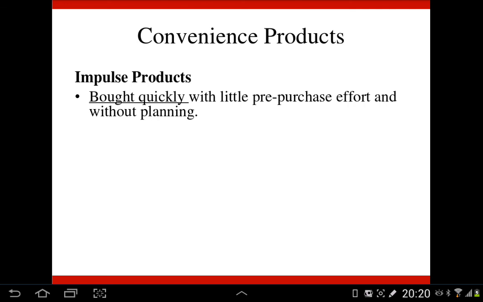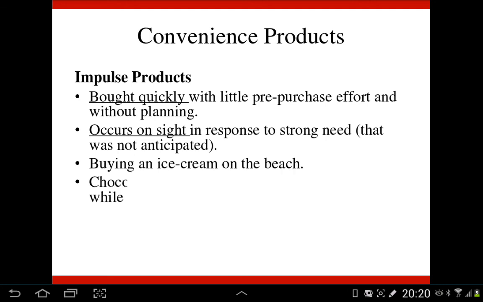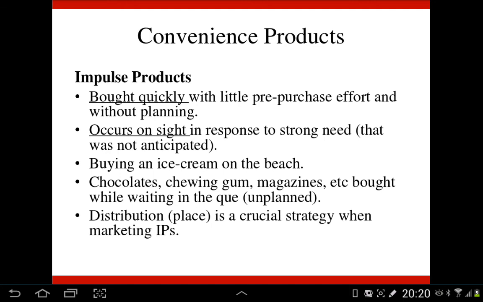They're usually bought quickly with very little pre-purchase effort. It's like instant, and it occurs on site. When you see the packaging, you take it and put it in your basket, and before you know it, it's in your basket. Another example is buying ice cream on the beach, chocolates, and so forth. Where it's situated is very important. So where branding is very important for staples, distribution is very important for impulse products. They usually need to be at the checkout aisles, close to where people are standing in a queue, so that they will put them in their baskets on impulse.